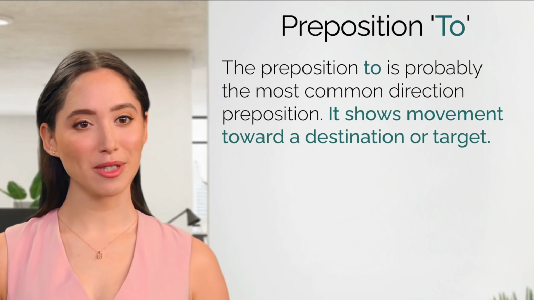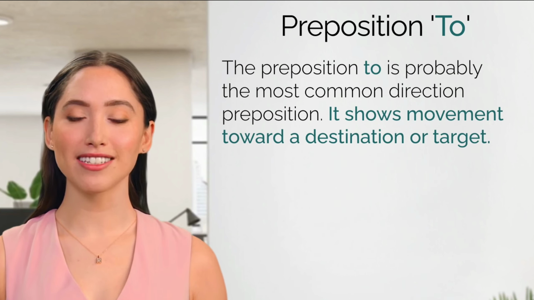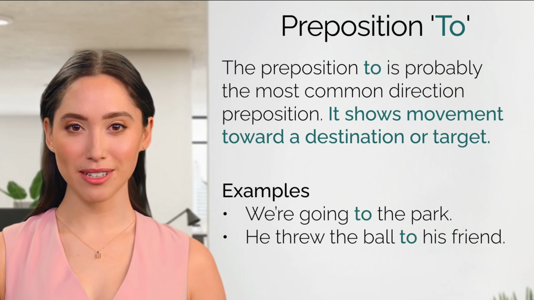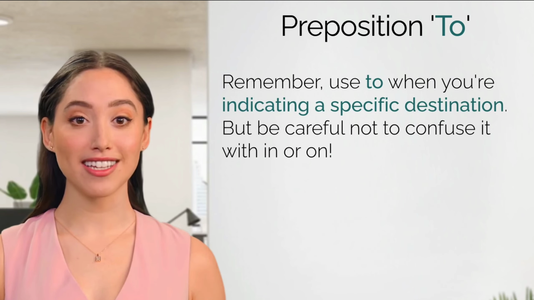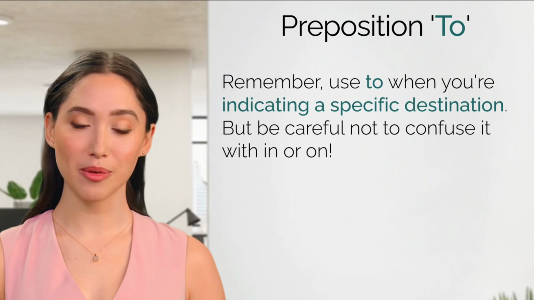The preposition to is probably the most common direction preposition. It shows movement toward a destination or a target. Examples: we're going to the park. He threw the ball to his friend. Remember, use to when you're indicating a specific destination, but be careful not to confuse it with in or on.